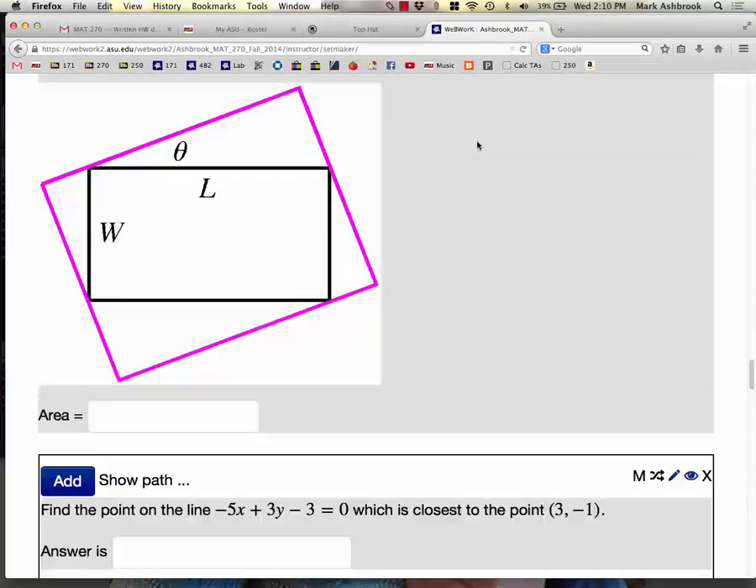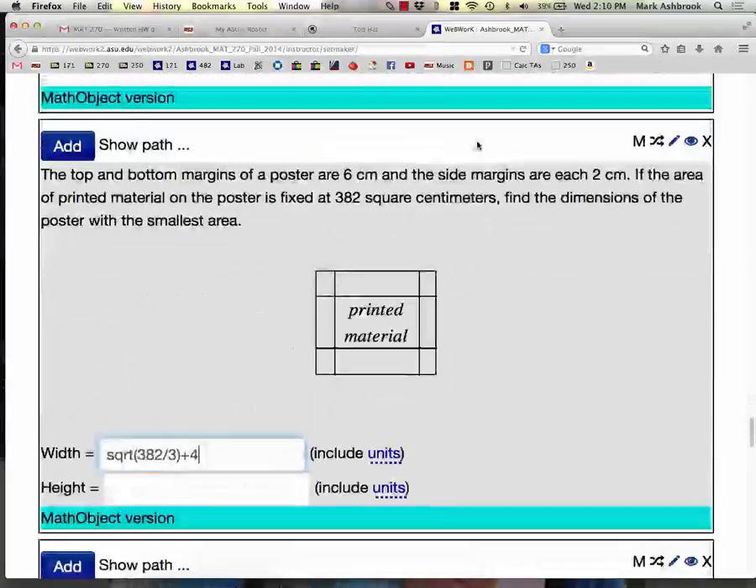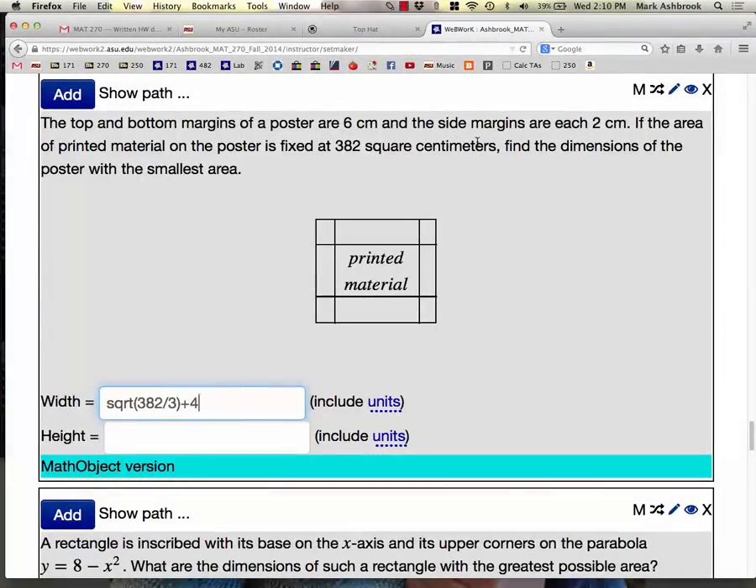This idea that we can determine where a function, an accumulation function, hits a local high point or low point. And that's what we call optimization.